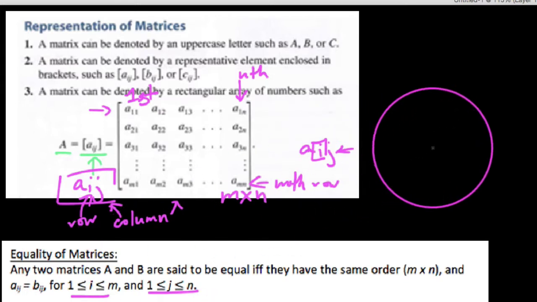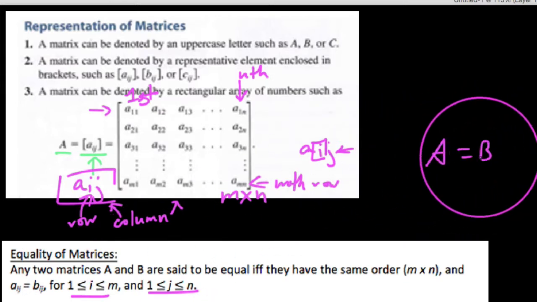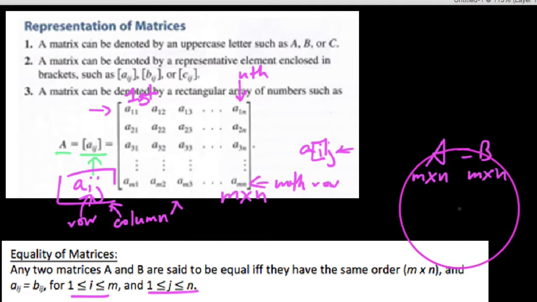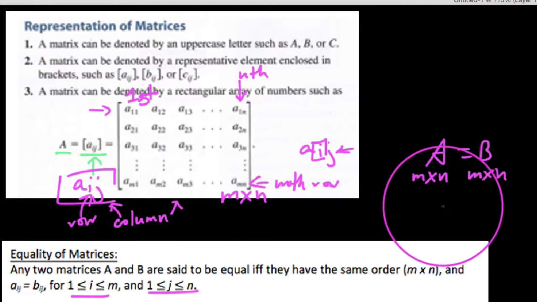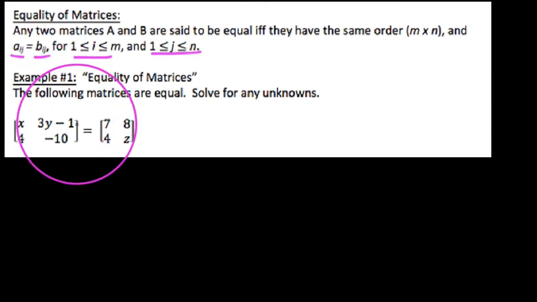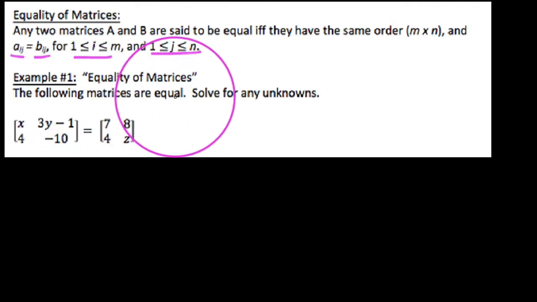Basically, if we had two matrices, say A and B, and they were equal, one thing can be said about them. First of all, they'd have to have the same order, so they have to have the same number of entries in each. We say they're equal if and only if they have the same order and all a_ij equal b_ij for all of these i's and j's. So essentially, that's what we're saying here, and we can take a look at this example down here. It says the following matrices are equal.